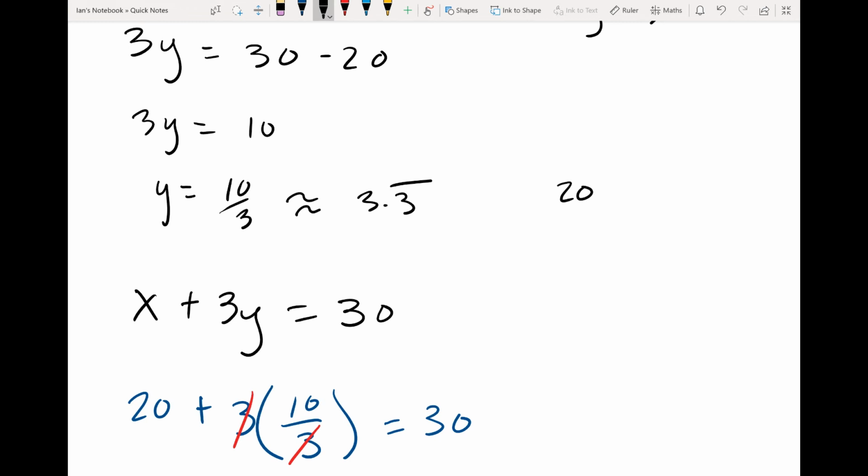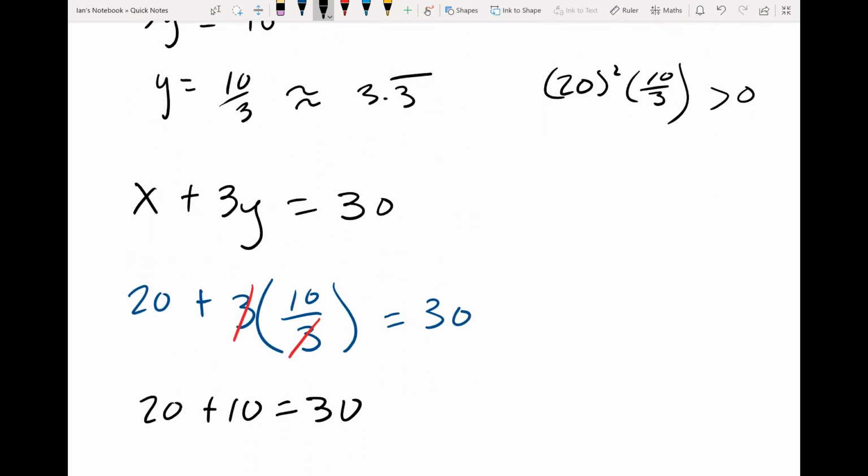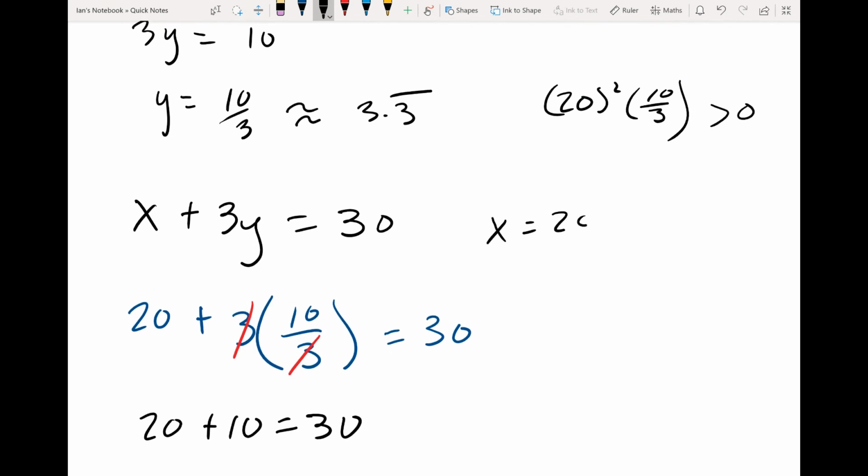If we were to say 20 squared times 10 over 3, you can already see that that's greater than 0. You don't even have to calculate it. So again, your final results are x equals 20 and y equals 10 over 3.